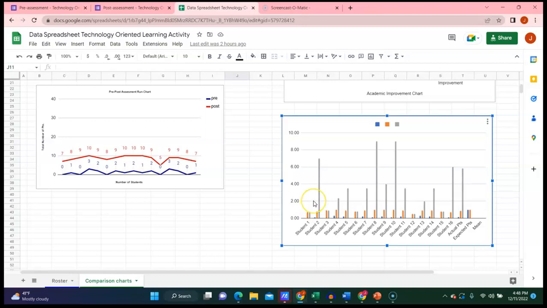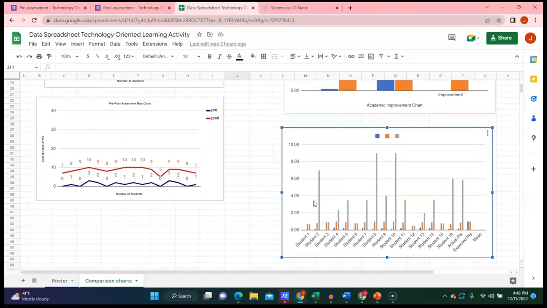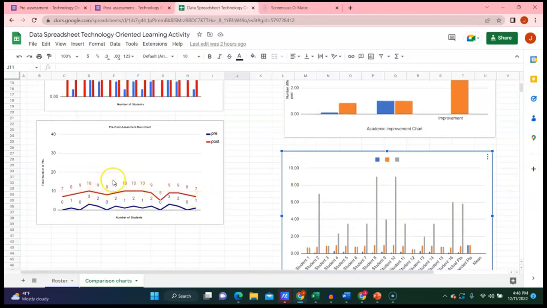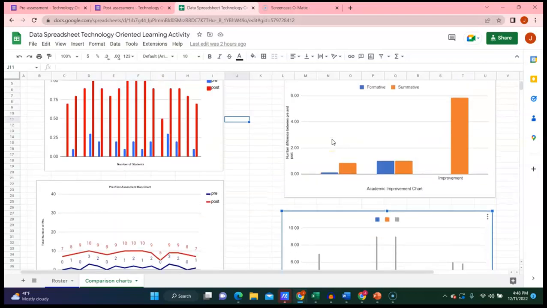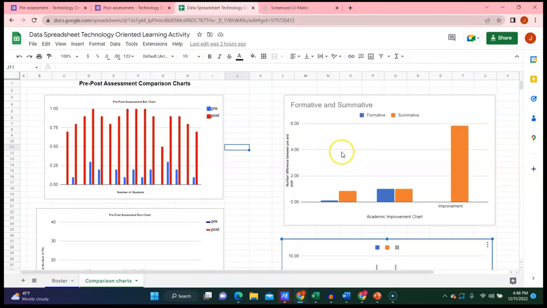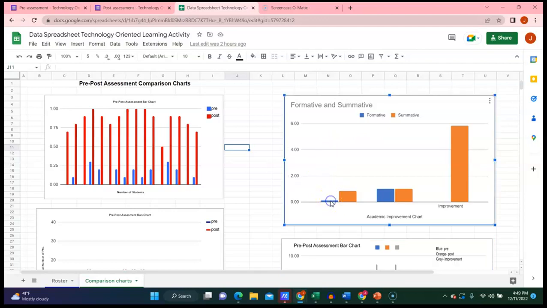The bottom left graph shows the total number of points out of 10 for the pre and post assessment for each student in a run chart to look at patterns. And up in the top right is a graph of the academic improvement chart. You can see the change in the pre and post number. So this is the pre and this is the post, and then the improvement score.